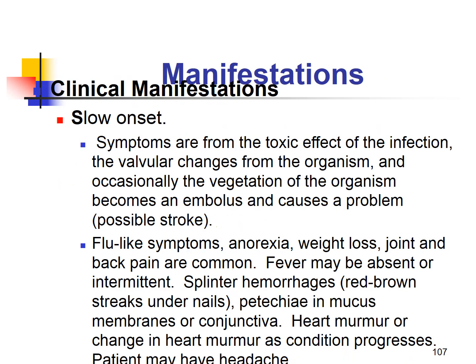Next slide. So what are the clinical manifestations? They're usually slow in onset, but you'll see flu-like symptoms, anorexia, weight loss, joint and back pain are common, and fever may be absent or intermittent. And you may see splinter hemorrhage, petechiae under the nails, petechiae in the mucous membrane or conjunctiva, a murmur may also be heard, and the patient may have a headache.